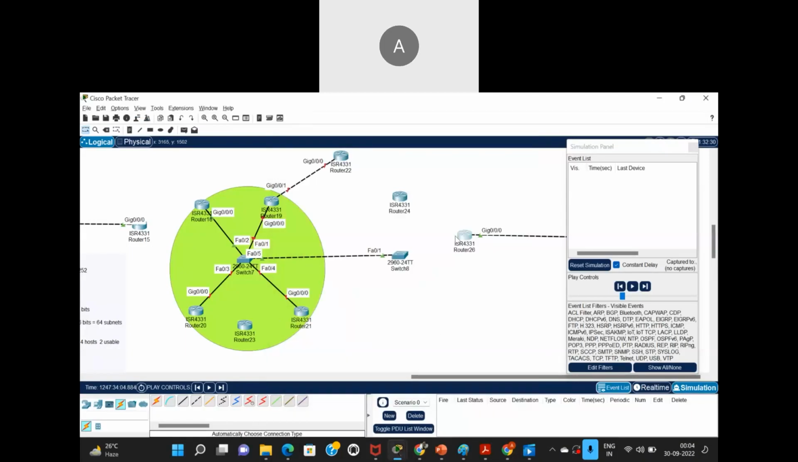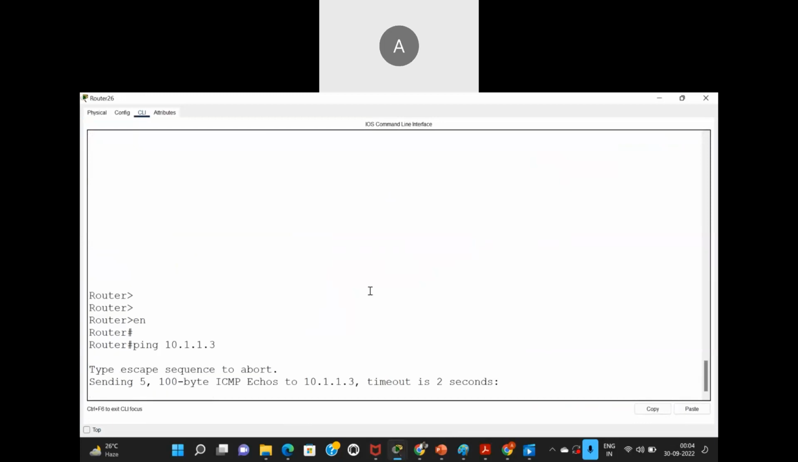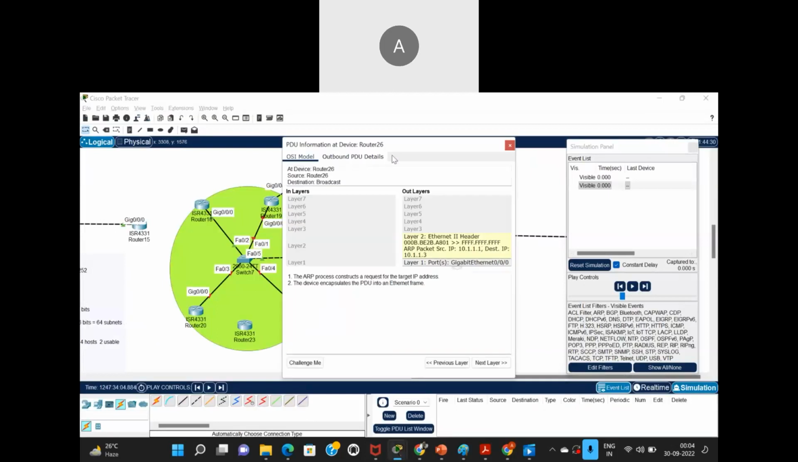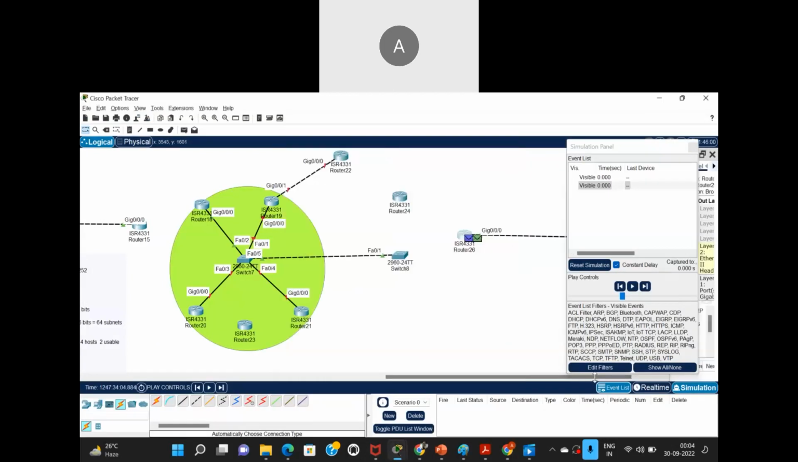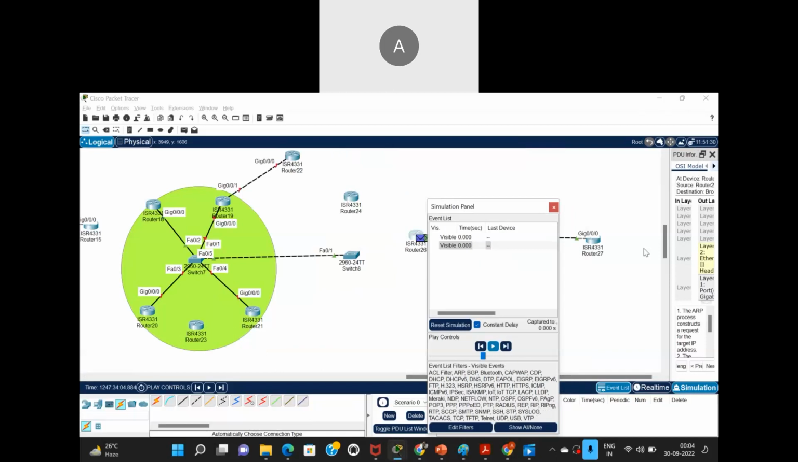If I try to ping from here, ping 10.1.1.3, it is going to generate an ARP because it doesn't know that the same MAC address now has a new IP. So basically it is thinking that this IP might be a new one in the network. So it sends out a broadcast to everybody. We can see the broadcast here.